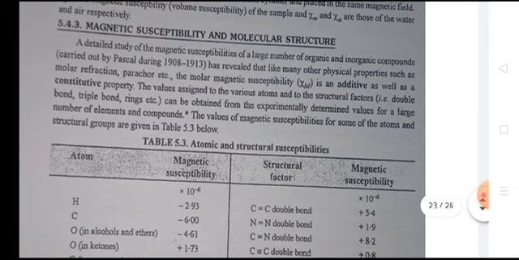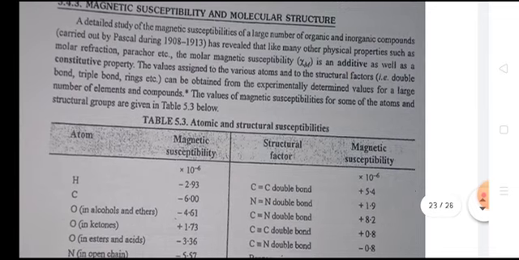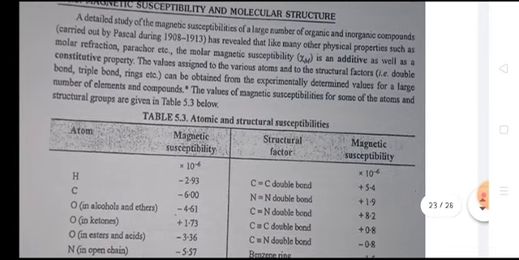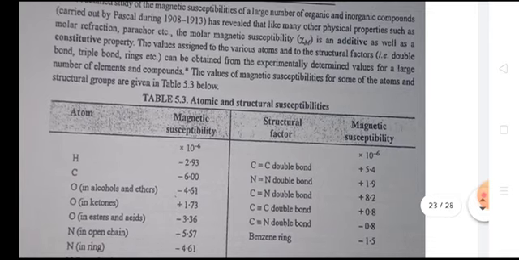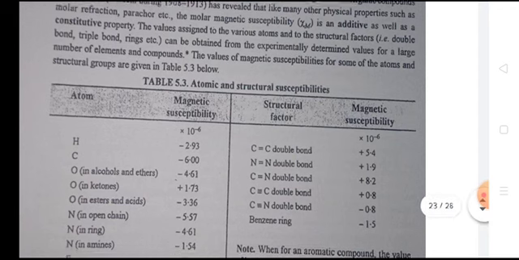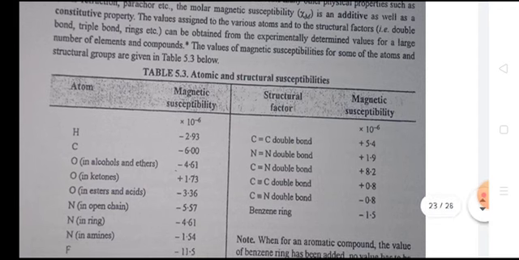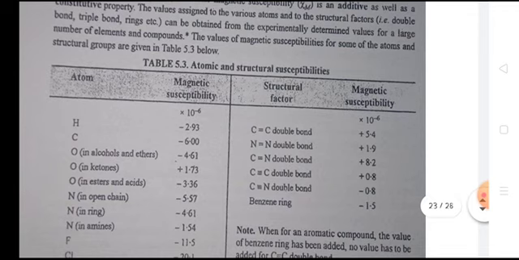Magnetic susceptibility and molecular structure. A detailed study of magnetic susceptibilities of a large number of organic and inorganic compounds has revealed that, like many other physical properties such as molar refraction, parachor, etc., the molar magnetic susceptibility is an additive as well as a constitutive property. The values assigned to the various atoms and structural factors can be obtained from the experimentally determined values of susceptibility for a large number of elements and compounds.